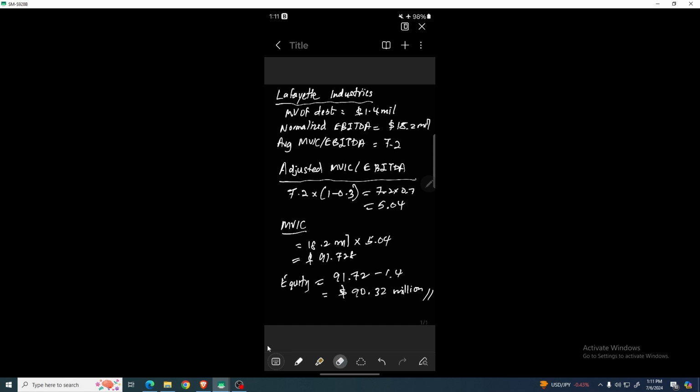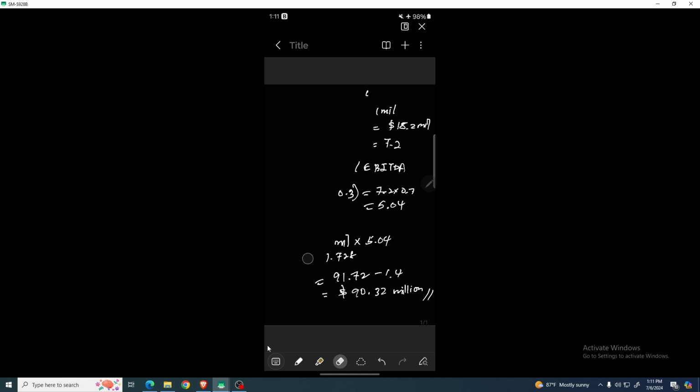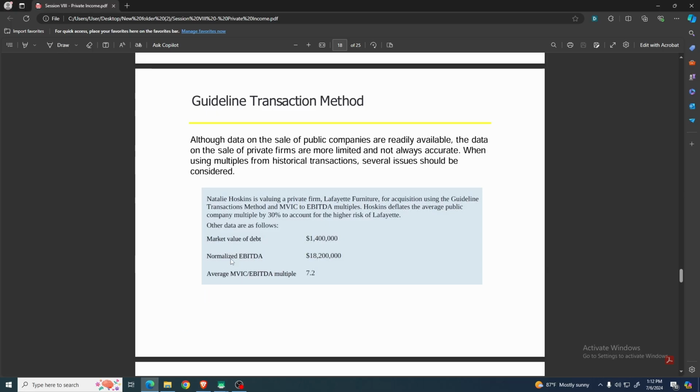somewhat easier. So in the Lafayette case, we first calculated the adjusted MVIC, but of course, before that, you need to understand the historical transactions of companies similar to Lafayette. But let's assume that that has already been done. Then we adjust the MVIC with the deflation factor, incorporate the deflation factor into this, and then we calculate the market value of the invested capital, and then from that we derive the equity value. So the guideline transaction method is a powerful tool, you can see. With a small amount of effort, we have come to a conclusive figure of estimating the overall market value of invested capital of this private entity, as well as the overall equity value. So it is a quite powerful tool for valuing private companies by leveraging historical transactions data.